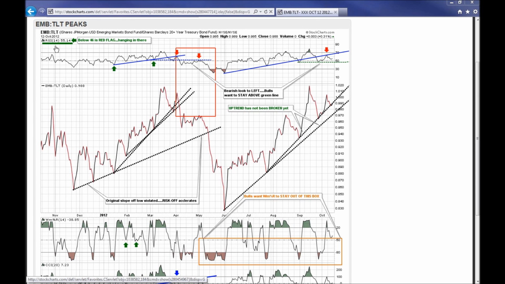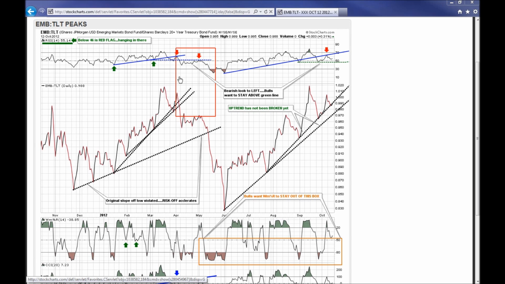You can see this ratio, risk on, broke a trend line here around April 1st, and then the original slope off of this low was violated in early May, which was a bearish sign. From a bullish perspective, in the present day, these trend lines are still intact. So if you're a bull for risk, you'd like to see this ratio rise next week and hold these trend lines. If you're a bear for risk, you'd like to see both of these trend lines violated.